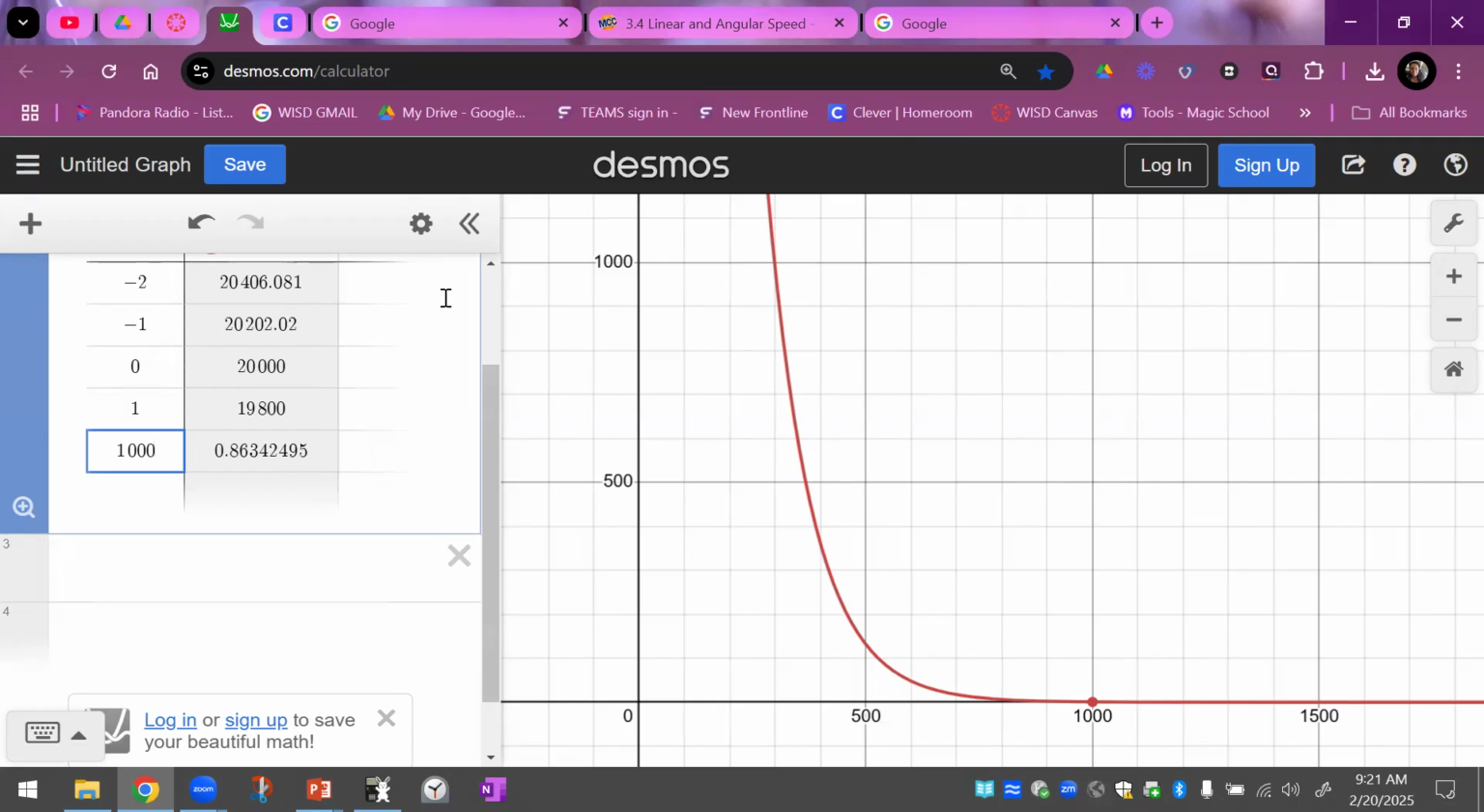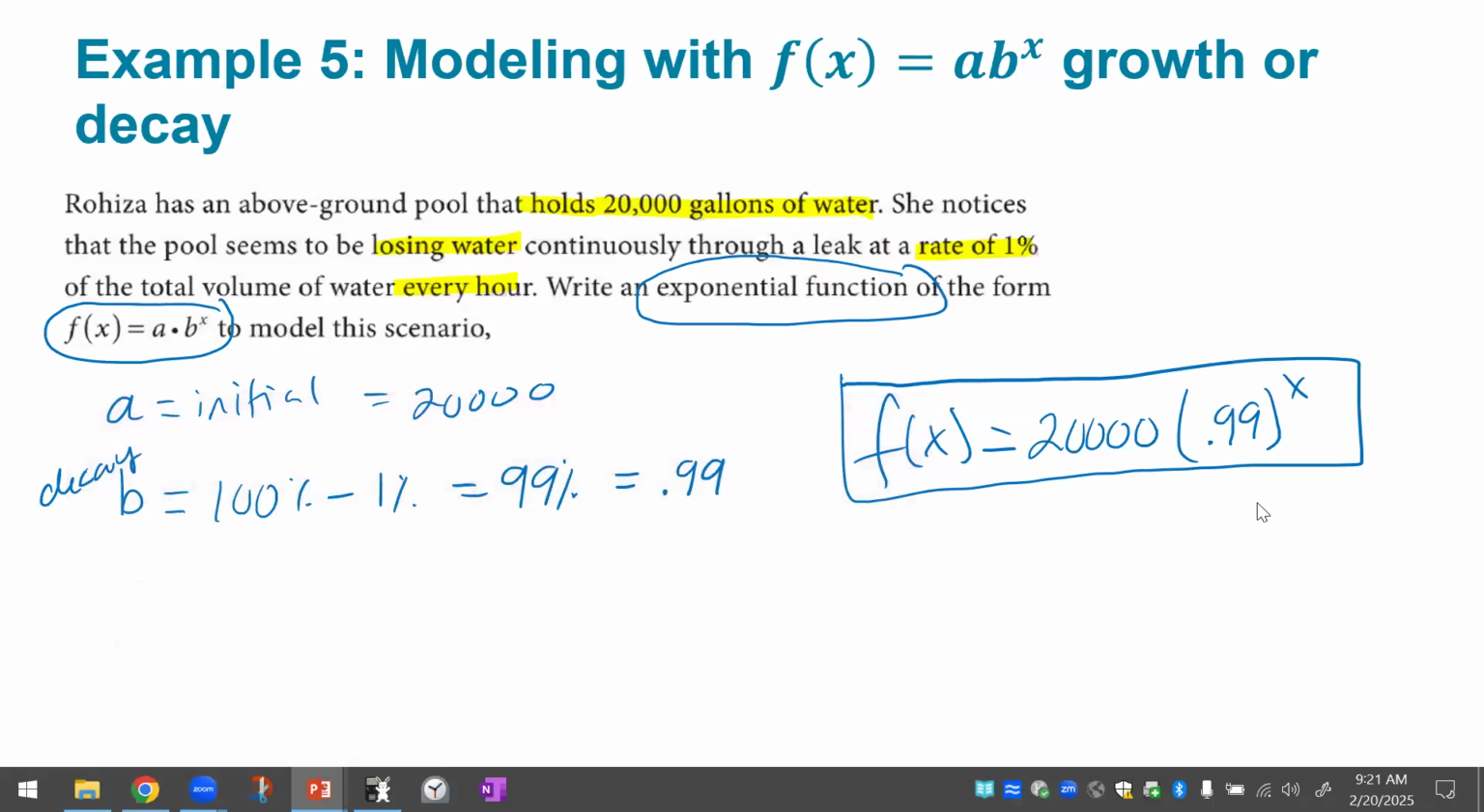Cool? It didn't ask us for that. It just asked us for what? The function. Did we make the function? Well, yes, we did, because we're geniuses.